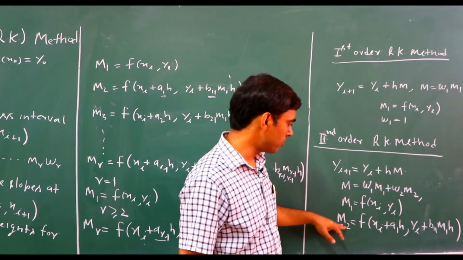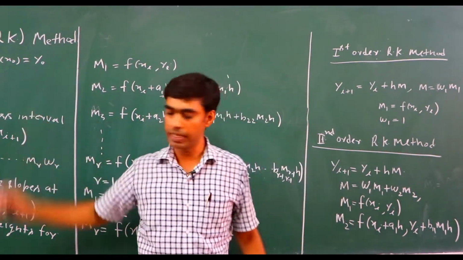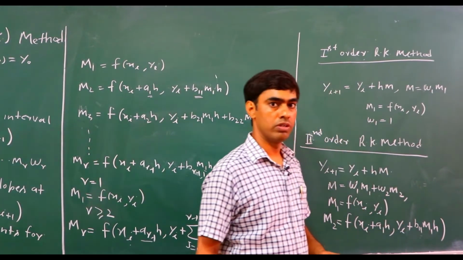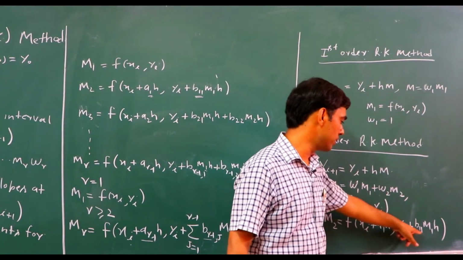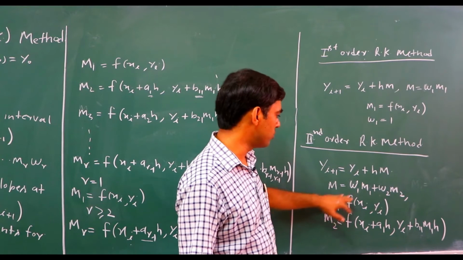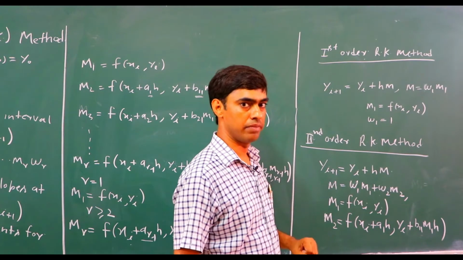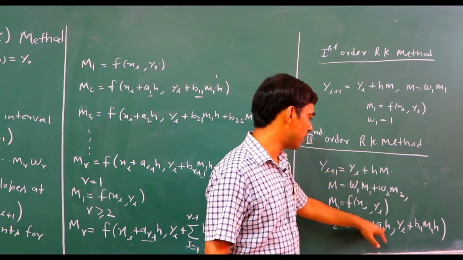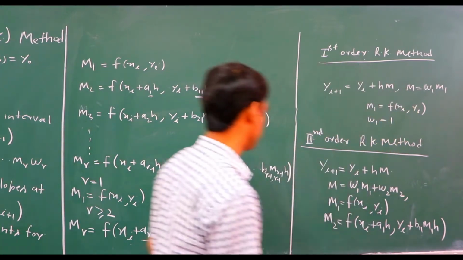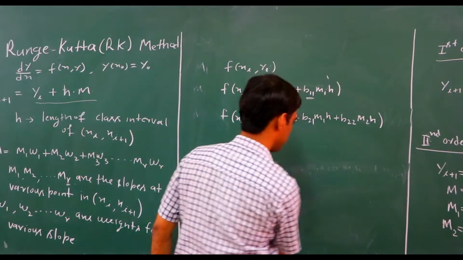But how do we find the value of M2? Here a1 and b11 are unknown. So how do we find the values of a1 and b11? We put these values of M1 and M2 here and use the Taylor series expansion to find the values of a1, b11, W1 and W2. So here we write in this way.